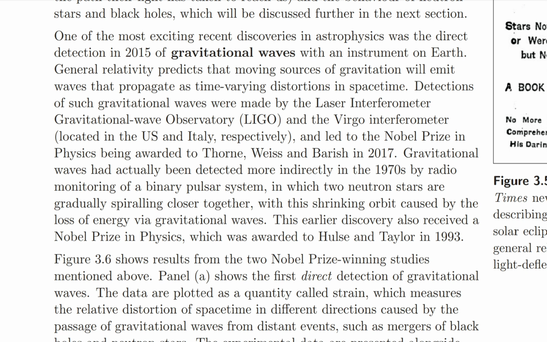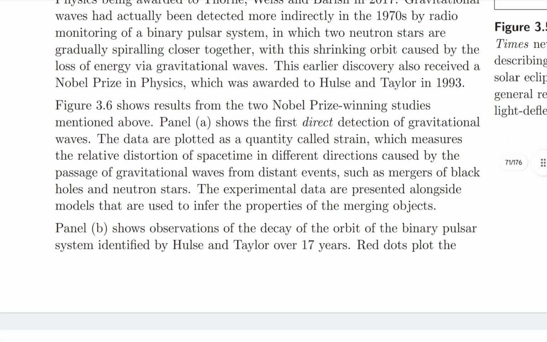Gravitational waves had actually been detected more indirectly in the 1970s by monitoring of a binary pulsar system in which two neutron stars are gradually spiraling closer together, with this shrinking orbit caused by the loss of energy via gravitational waves. This earlier discovery also received a Nobel Prize in Physics, which was awarded to Hulse and Taylor in 1993. Figure 3.6 shows results from the two Nobel Prize winning studies mentioned above.